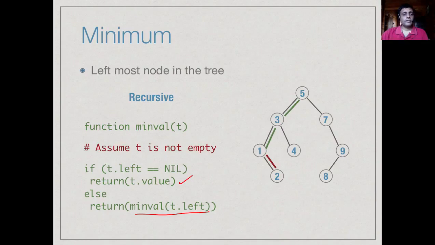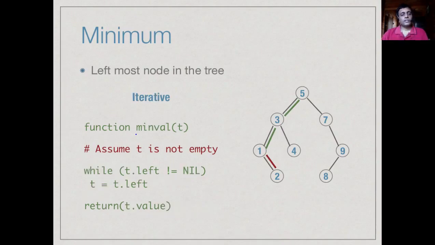Okay. And again, there is a very simple iterative version. We start at the current node and we keep going left as long as we can, so long as we don't hit nil. And when we reach this point where t dot left is nil, we come out of this loop and we return the value at this point. Right? So here, for instance, we would start with 5, t dot left is 3, t dot left is 1, t dot left is nil, so at this point we stop, so t is pointing to 1. So therefore, t dot value is 1 and this is the value we return. Right? So we can find the minimum.